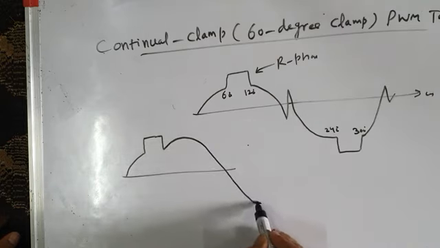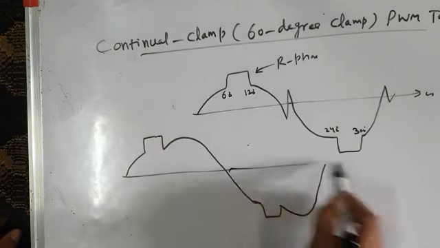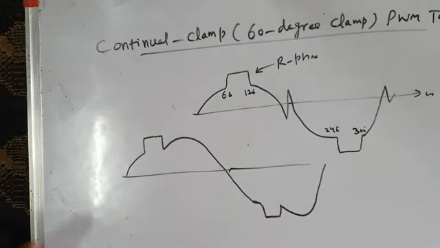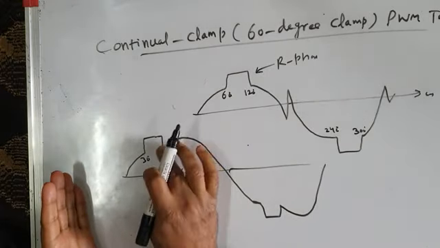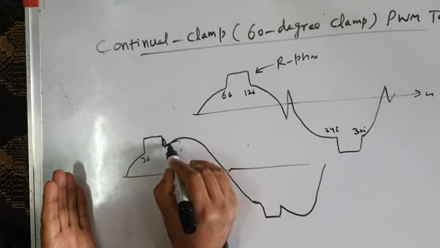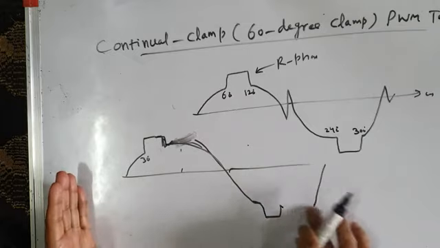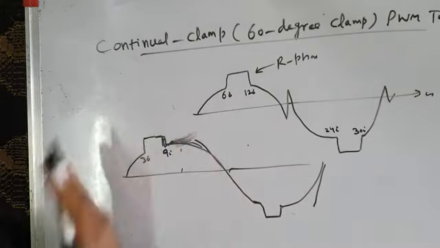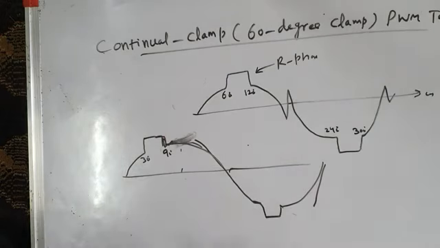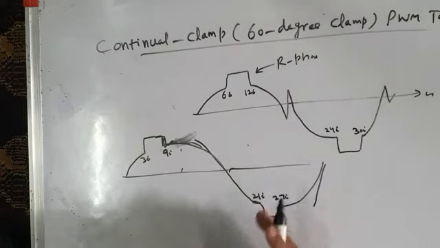Similarly, clamping was done here. Here, clamping was done before 90 degrees. For example, it was done from 30 degrees, but this could be 90 degrees. 30 degrees to 90 degrees in the first quarter of this half cycle. And then in the negative half cycle, it was done from 210 degrees to 270 degrees in the first quarter of this half cycle.